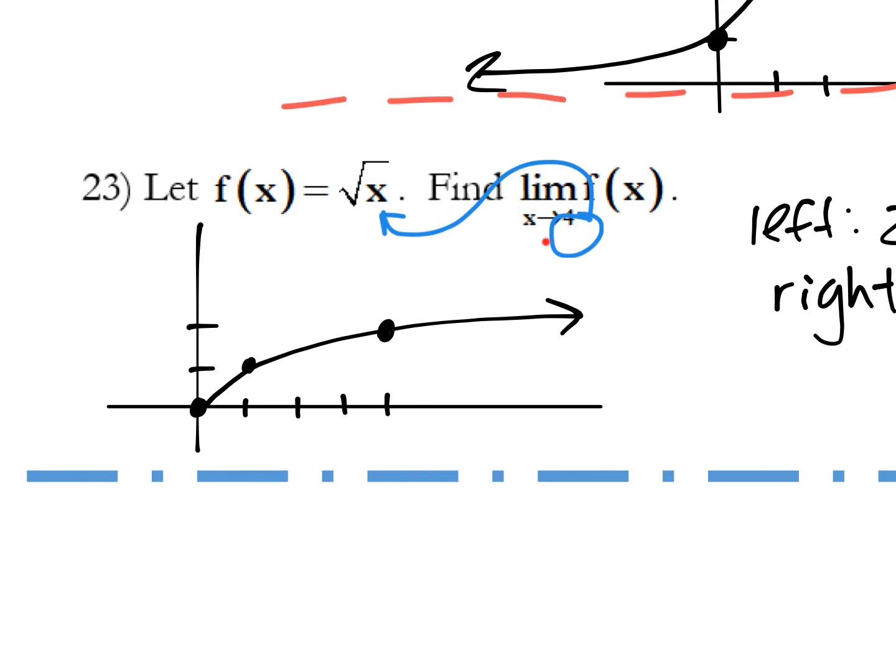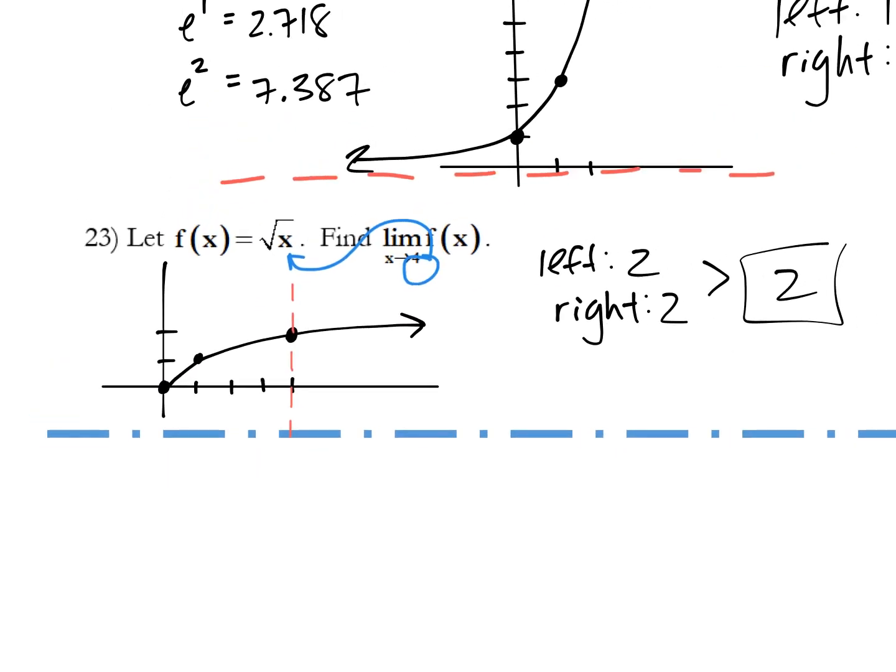Anyways, as I'm approaching 4, here's where 4 is. As I'm approaching 4 from the left, my left hand is getting closer and closer and closer to this y value of 2. Also, my right hand is getting closer and closer and closer to this y value of 2. And so in that case, left hand and right hand meet at 2. The graph always works. However, just remember, if you're given an equation where it's defined everywhere, you can just plug in your limit number to the equation. Either way, you get an answer of 2.